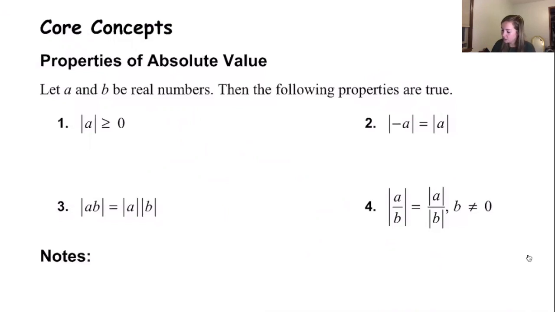And then the last one to make note of is when you have fractions. So again, it's the same thing. If you take the absolute value before or after, it doesn't matter. But the big thing is B cannot be equal to 0, or the denominator, the bottom side of your fraction. If it is, then your answer is invalid because you can't have 0 on the bottom side of your fraction.